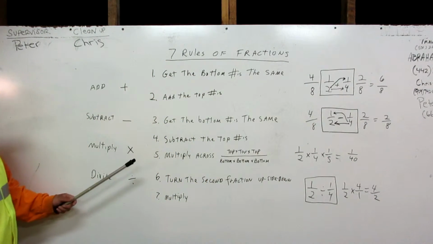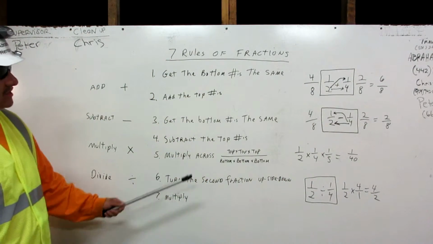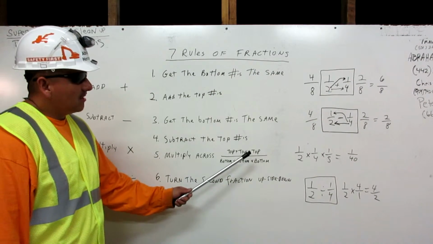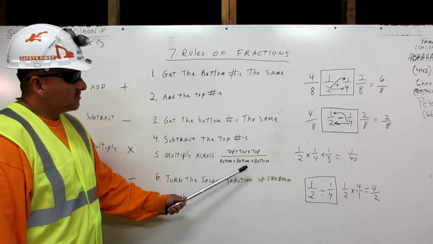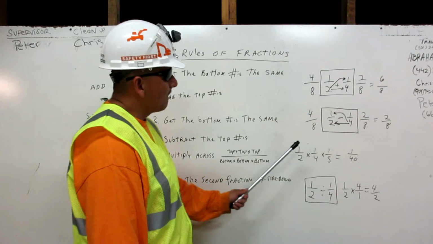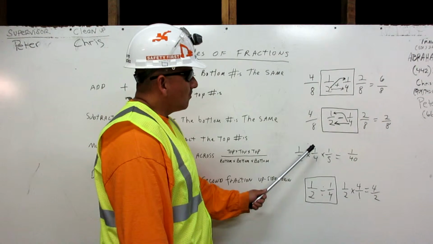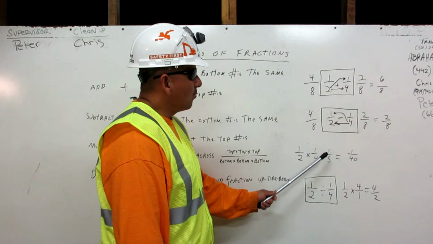So multiply, we got rule 5. Multiply across. Top times top times top, and so forth. Bottom to bottom to bottom, and so forth. Here's an example. 1/2 times 1/4 times 1/5.